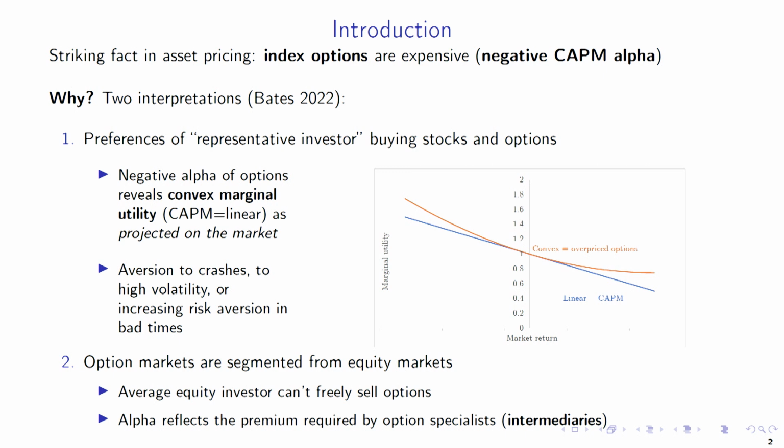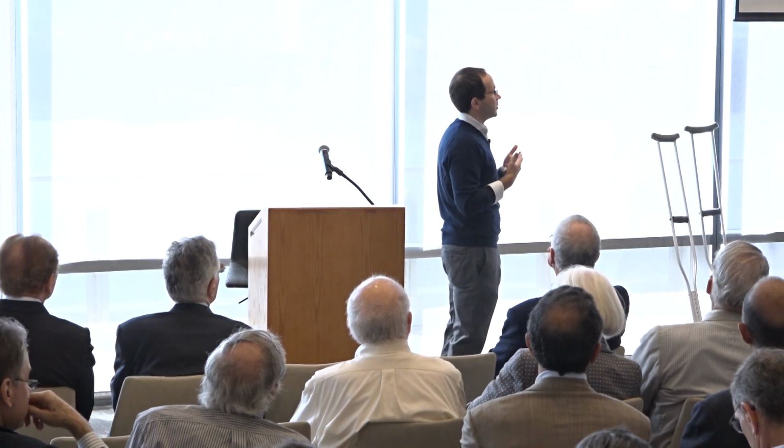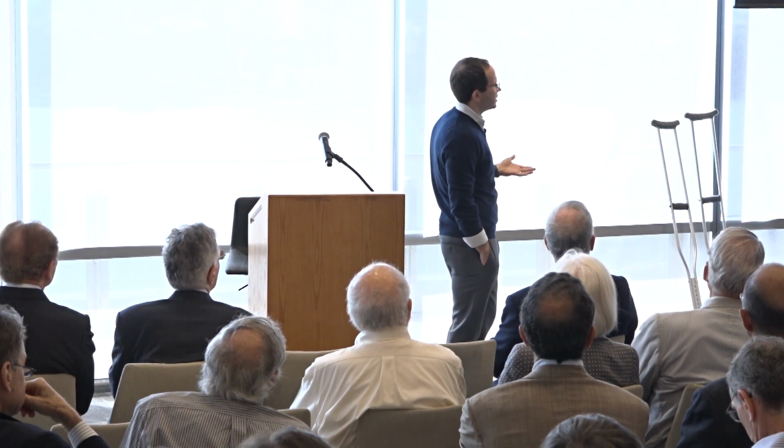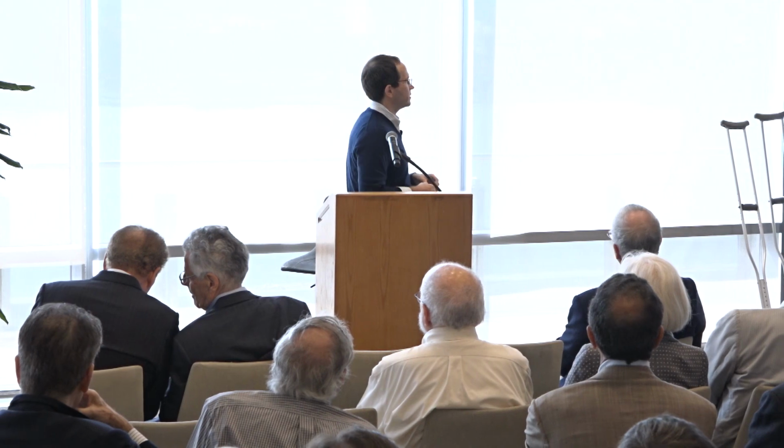The other possibility is that options markets are segmented in one way or another from equity markets, right? Instead of this being about the preferences of the typical equity investor, this is telling you something about the preferences or the constraints or the hedging ability of intermediaries who are trading options, right? It might be the average equity investor can't really freely sell options, and the alpha that you're seeing is representing some sort of premium that could be because of hedging risk, or because of liquidity risk that dealers or market makers or specialists in options face. And so we want to try to think through that in this paper.